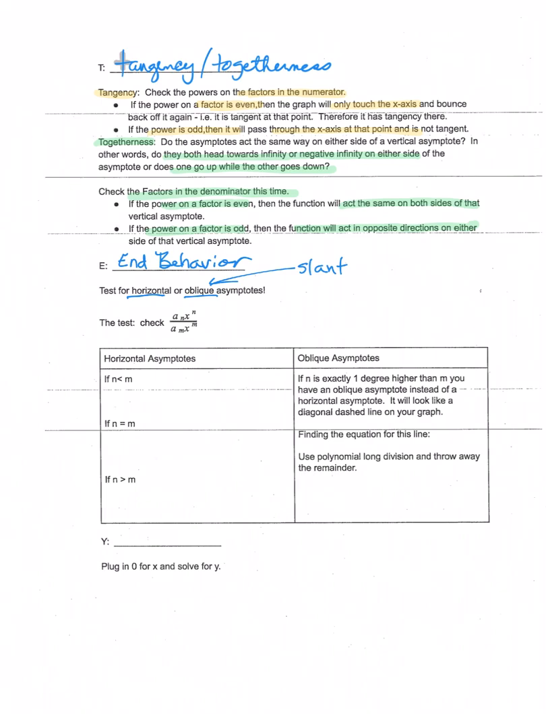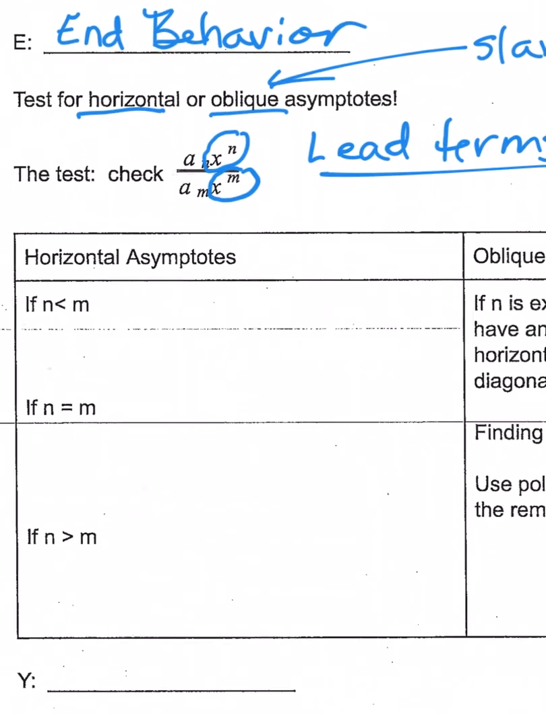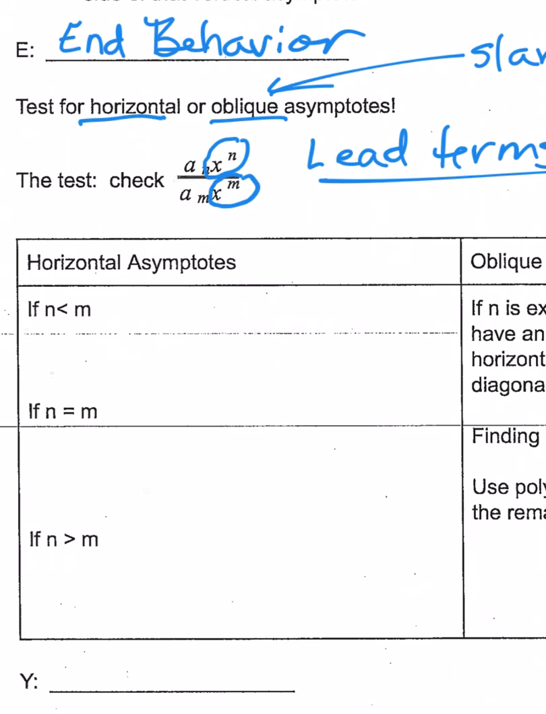So how do we know? This is where lead powers, lead terms come into play, okay? This has everything to do with lead terms. You're going to check the power on the lead terms, okay? So we're going to look at the lead term here on the top and the lead term in the bottom. Now I'm going to make this bigger so you can see it. Do you see those? We want to know whether the top is a smaller power, the same power, or a bigger power.